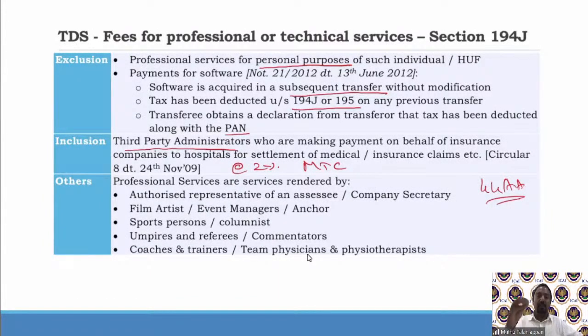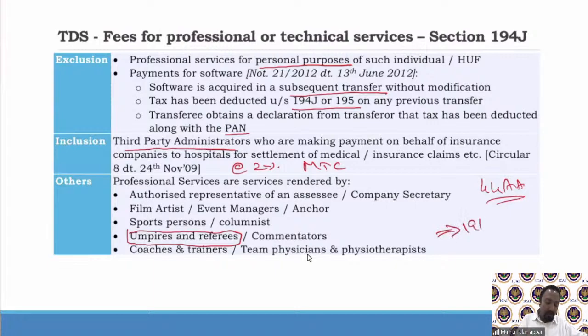So a BCom graduate representing before the income tax department will be called a professional under this section as per the circular. A company secretary, a film artist, event manager and anchor, sports person or columnist, umpires and referees, commentators, coaches and trainers, team physician and physiotherapist. Remember this word, umpires and referees. So umpires and referees are professions according to this 194J.